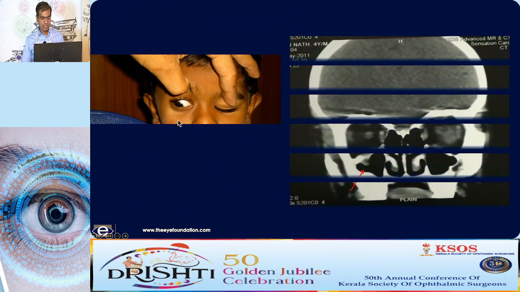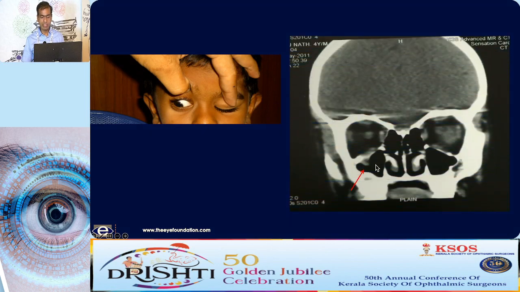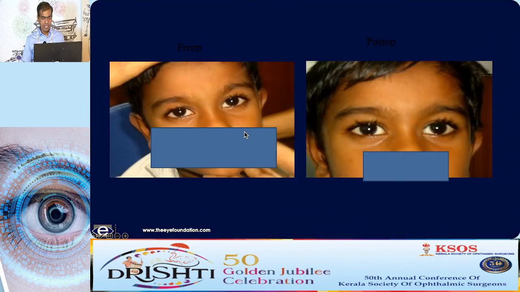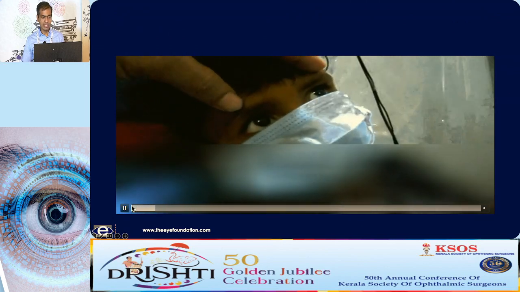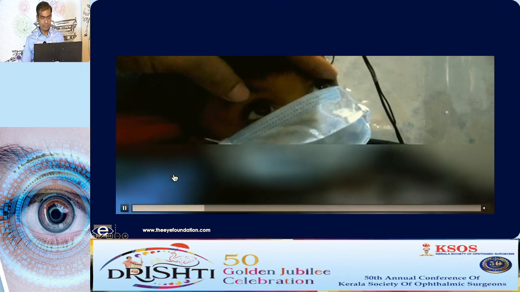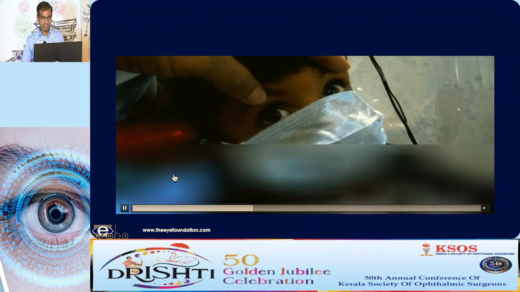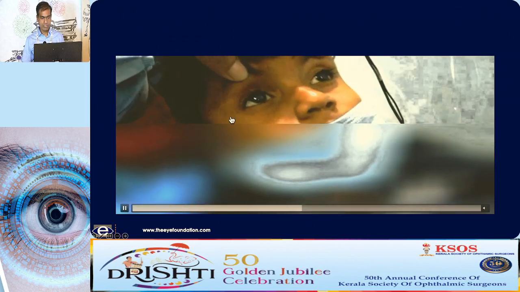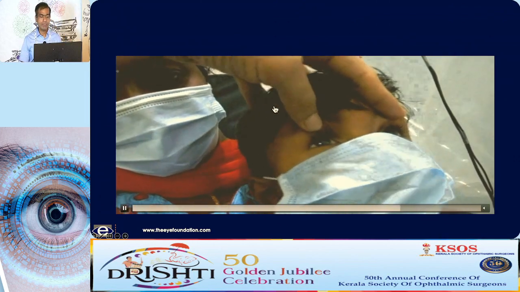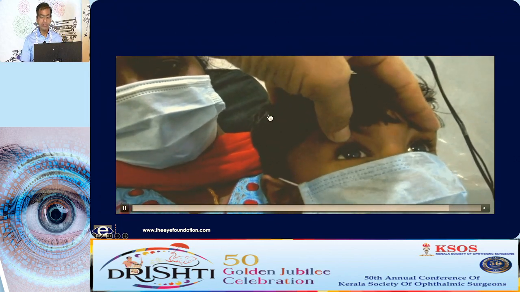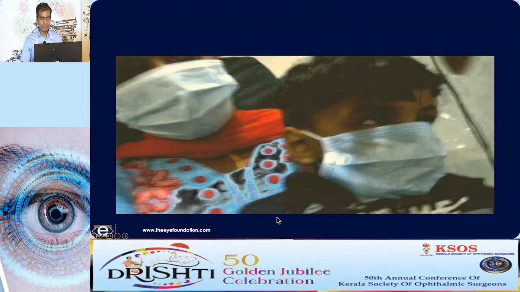It doesn't improve on duction testing. You have the typical teardrop sign that you see in these orbital blowout fractures. And after repair of the fracture, the face turn went away. You can see in these very young kids, so note very carefully, the depression is restricted. The right eye depression is restricted. This is a very important investigation. You have to be really patient here. This shows you that you need to get a CT scan done for this kid.